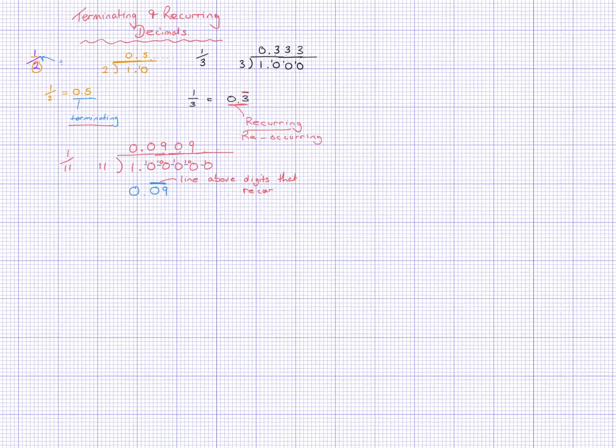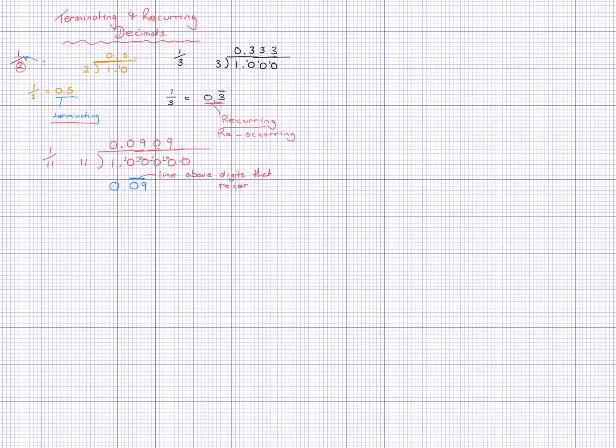So we might have a couple of examples just to give a bit of a go. So we're going to turn a quarter into a decimal and 7/8 into a decimal. All right, so pause the video if you want and give those a go, and then come back and have a look at the answer.